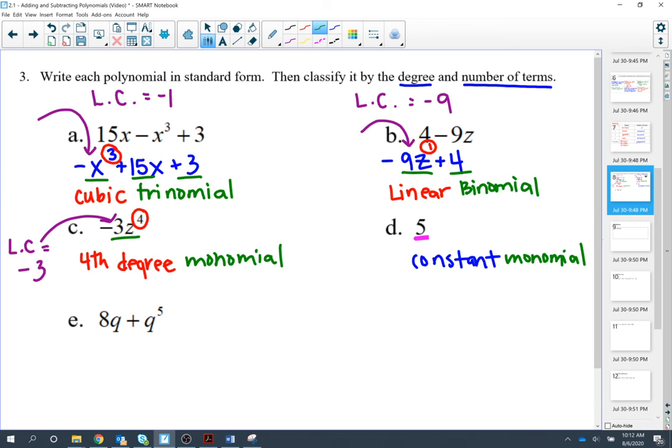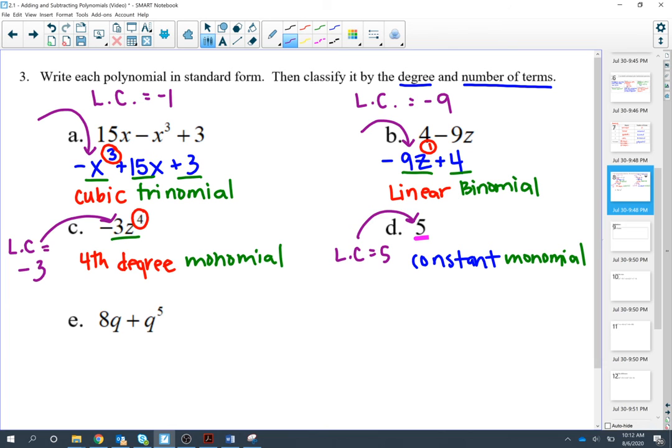So constant monomial, and then if we were to do it, leading coefficient is the number in front. It's the leading number. We don't have a variable, but that's okay. It's still 5. Leading coefficient would just be 5.